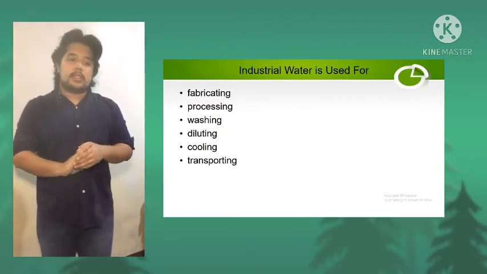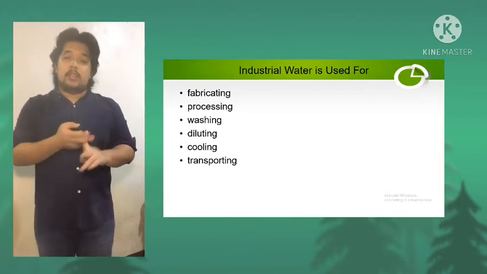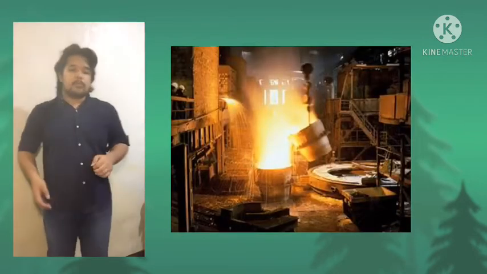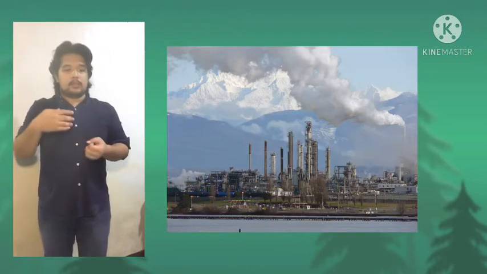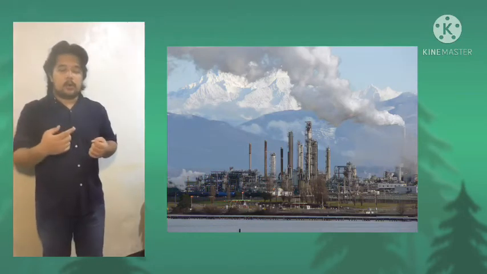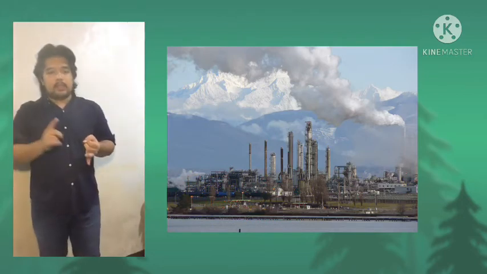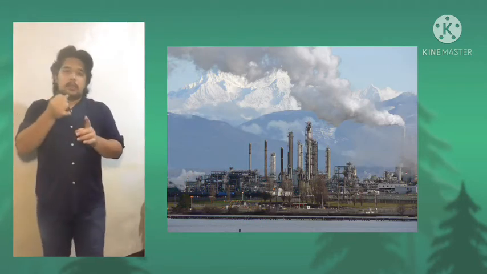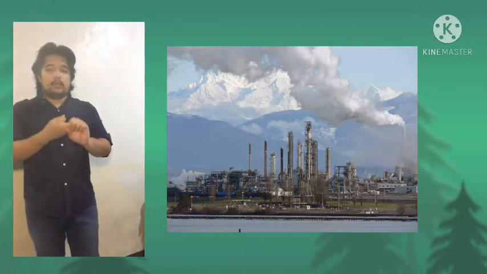There are a lot of uses for industrial water. It is used for fabricating, processing, washing, diluting, cooling, or transporting a product. Water is also used by smelting facilities and petroleum refineries. So it is an industrial process plant where crude oil is transformed and refined into useful products such as gasoline, diesel fuel, asphalt base, heating oil, kerosene, petroleum, liquefied petroleum gas, jet fuel, and fuel oils.